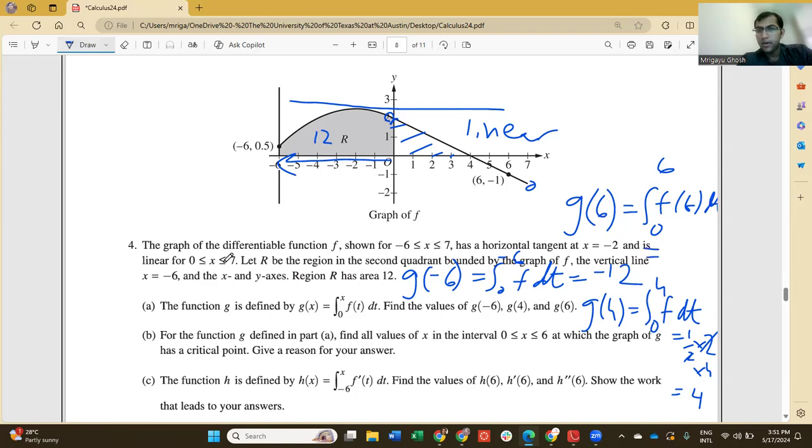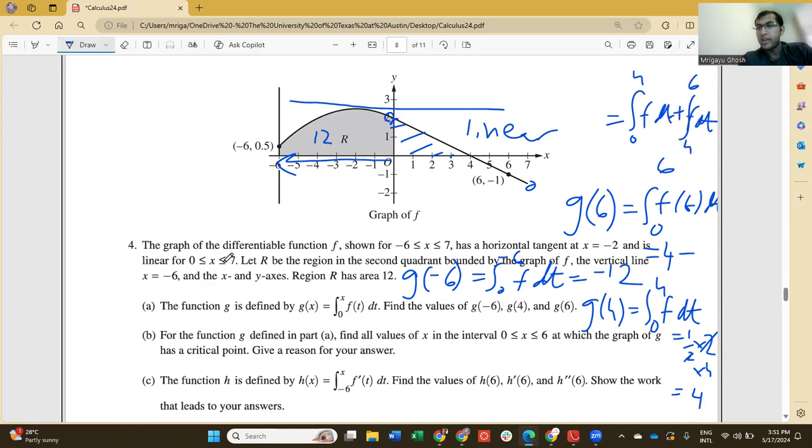And then from here, we get the same thing, except I can think of this as what I already found, the change from 0 to 4, which is 4, minus or plus the integral from 4 to 6, right? So here, let me write this out. I can think of this as the integral from 0 to 4 of f dt plus the integral from 4 to 6 of f dt.